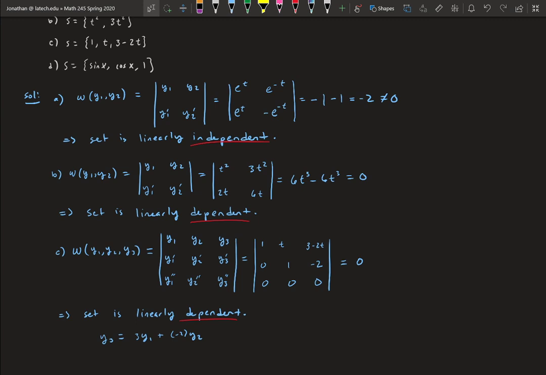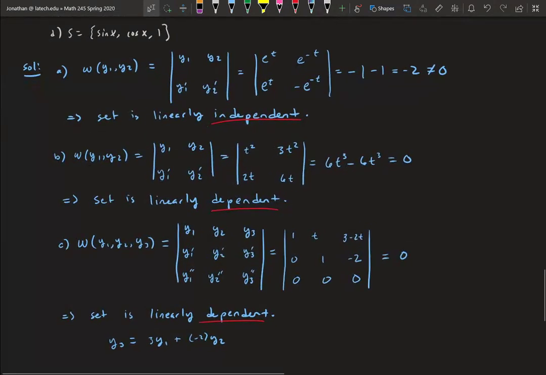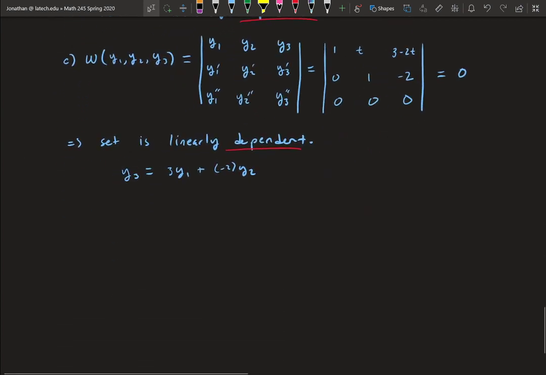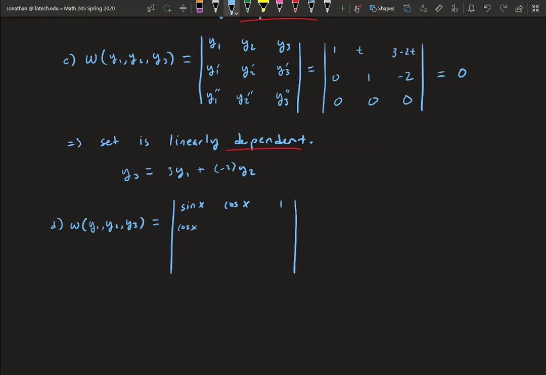And the last one we have sine x, cosine x, and 1. So again, we have 3 functions. We have to do a 3 by 3 determinant. So sine x, cosine x, and 1. Part D, take the Wronskian of 3 functions, y1, y2, y3. And that's going to be sine x, cosine x, 1. Now take the derivatives. We're going to get cosine x, negative sine x, 0, and negative sine x, negative cosine x, and 0.